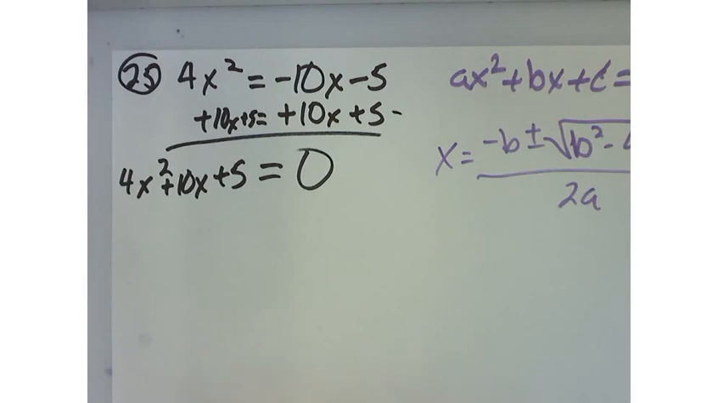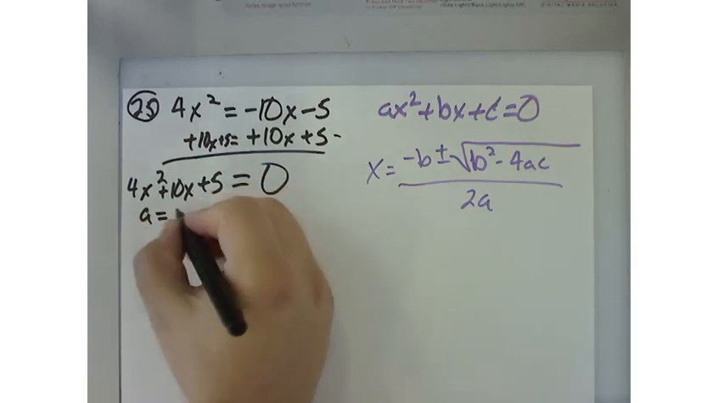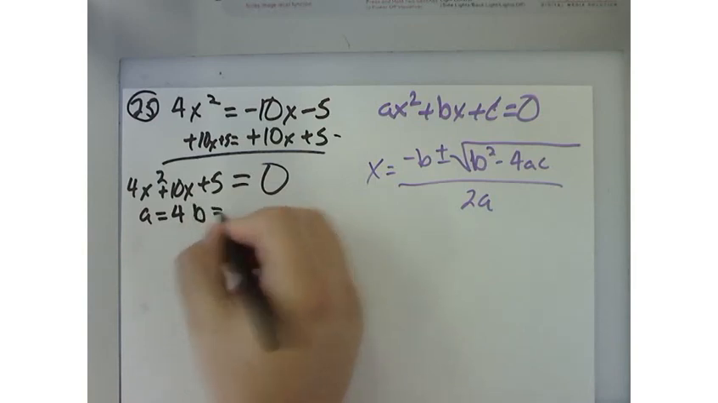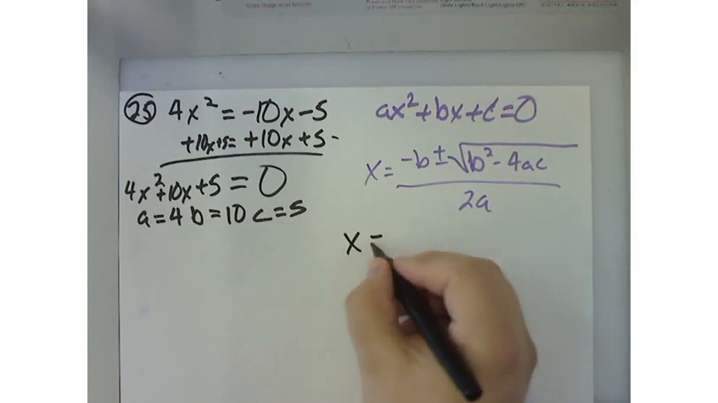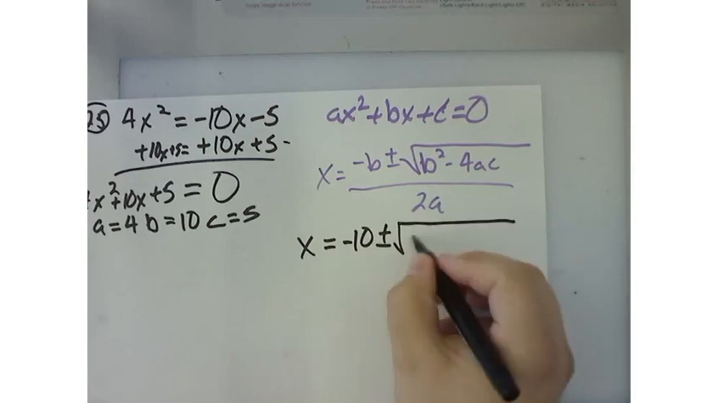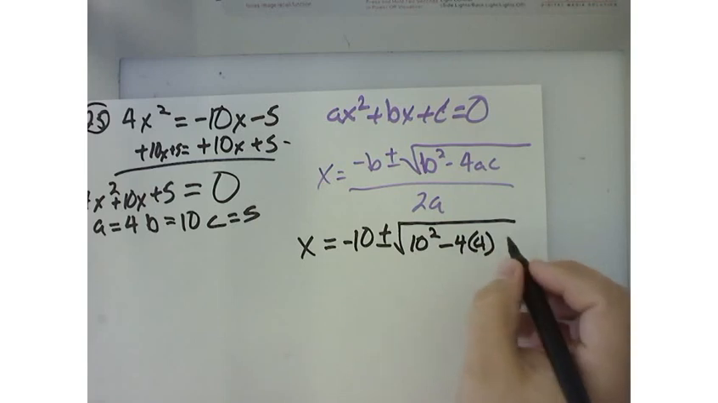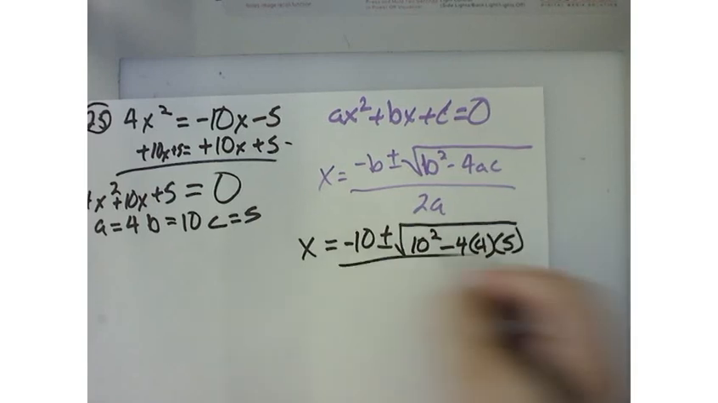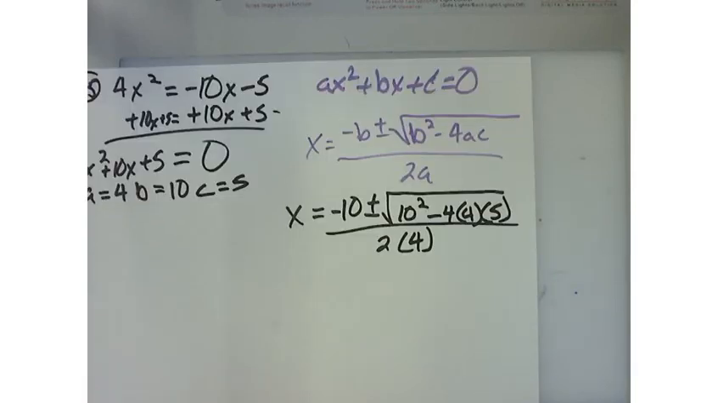So now I'm going to use this formula, the quadratic formula, and plug my a, b, and c in. So my a is 4, my b term is positive 10, and my c term is 5. So I'm going to say x is equal to negative 10 plus or minus the square root of 10 squared minus 4 times 5 all over 2 times 4. Is that right? Am I doing okay?